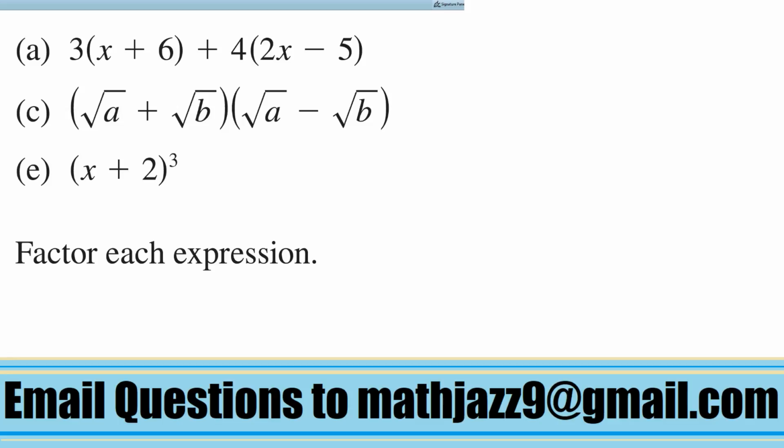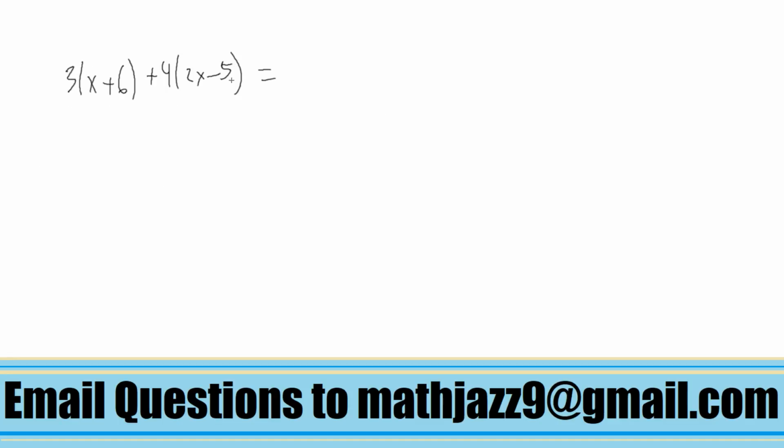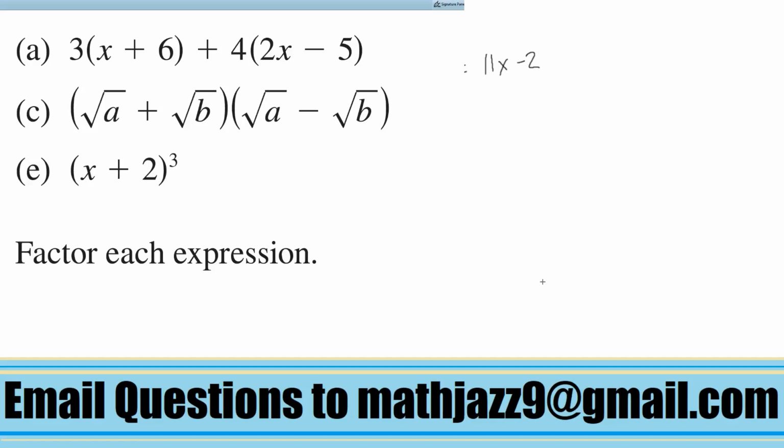We distribute, and we get 3 times x is 3x. 3 times 6 is 18. 4 times 2x is 8x. 4 times negative 5 is negative 20. And then we simplify. 3x plus 8x is 11x. 18 minus 20 is negative 2. And that is our simplified expression. Let's go to the next one.